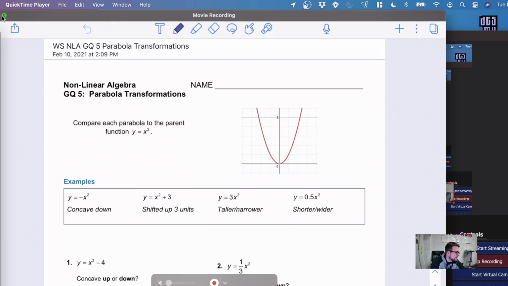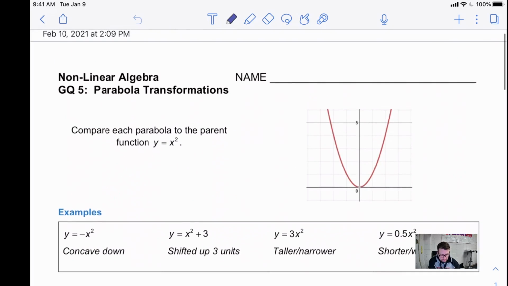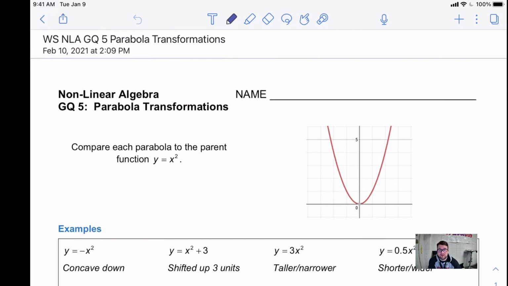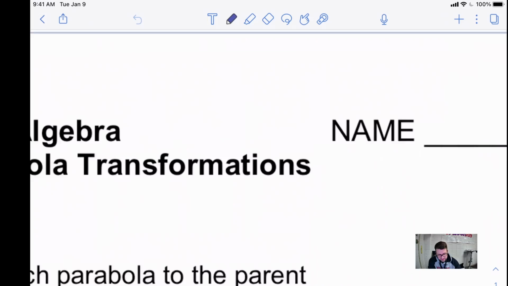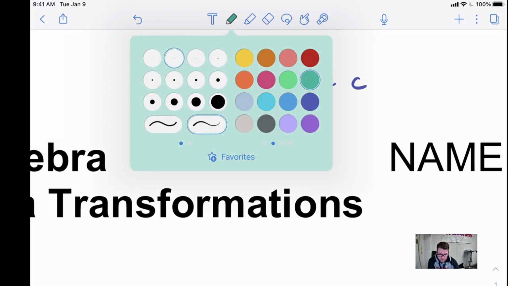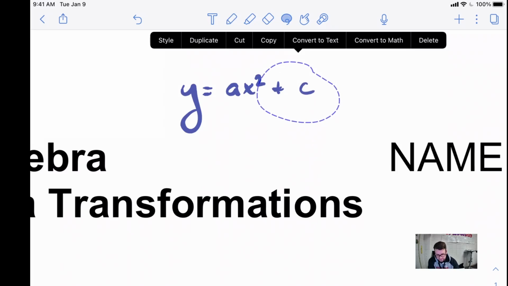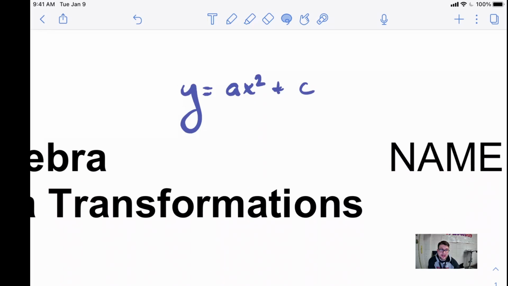Today we are going to be talking about standard GQ5, which is parabola transformations. Now, this topic is going to vary a little bit from what we've been previously talking about. Previously, we've been talking about functions that were all of the form y is equal to ax squared plus bx plus c. Today, we're going to be specifically focusing on functions that don't have this bx part. So this bx part is going to be gone, and we'll strictly be left with something that looks more like this. Y is equal to ax squared plus c.